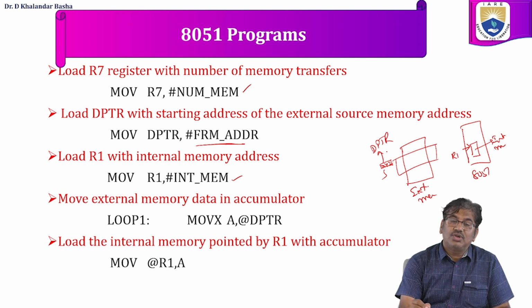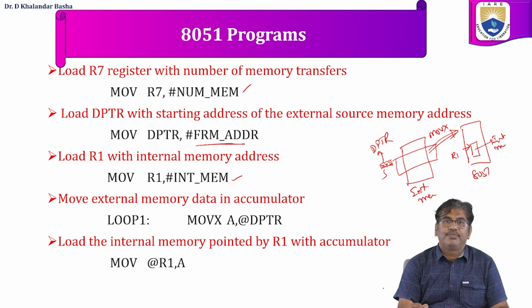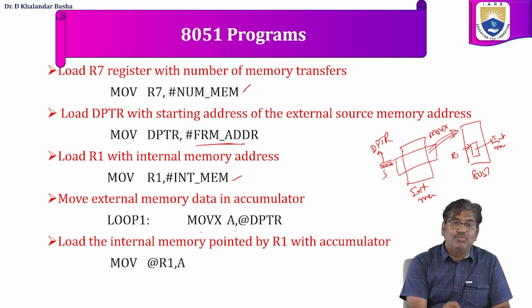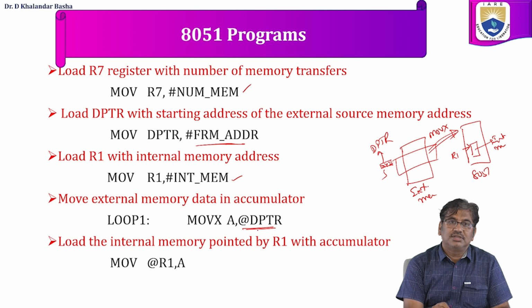Next, the contents of the external memory will be read by the microprocessor by using the MOVX instruction. MOVX is for moving the data from the external memory or to the external memory. So here we are reading the data from the external memory, so we use MOVX. On the right hand side we have the address which is in DPTR. @DPTR refers to the content. That memory content will be loaded into the accumulator. The accumulator is an internal register of the 8051.